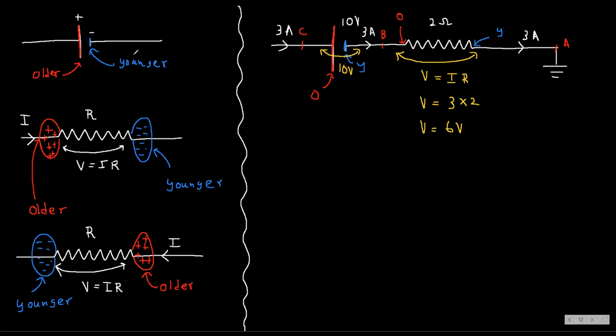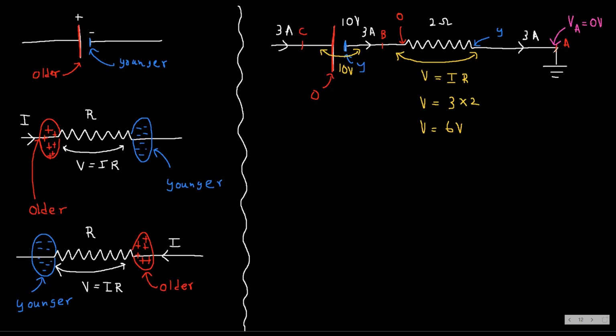Yes, sir. Now we know if some point is earth, that point gets 0 voltage. It is easy to start from the earth point, because if some point is earth, it always gets 0. So because of that, VA is equal to 0. Am I correct? Is it clear or not?